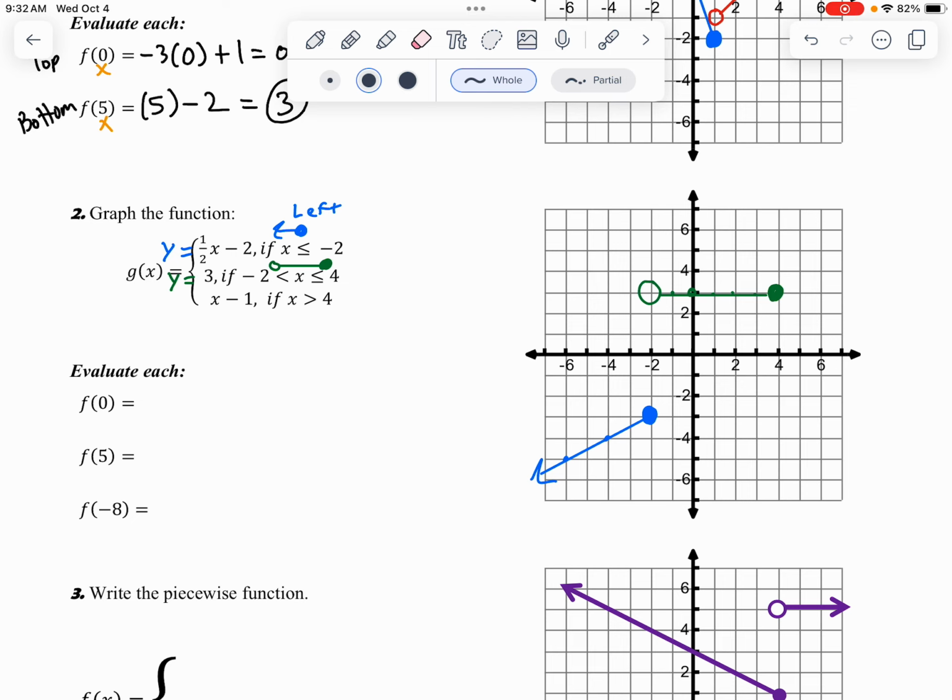Looks like this. That's the middle piece, and then the last piece, I'll do this one in red. Y equals x minus 1 if x is greater than 4. So the y-intercept is negative 1. And the slope of this line is 1, so up 1 to the right 1.